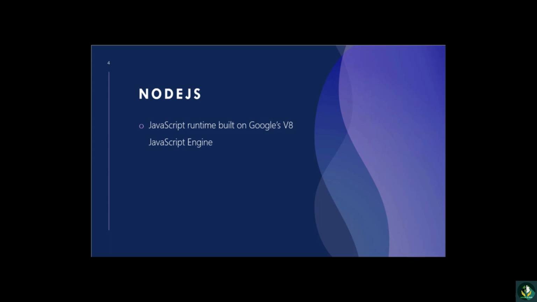What enables Node.js to do so? How does it create the environment? Node.js is a JavaScript runtime built on the Google V8 JavaScript engine, which creates an environment for JavaScript to be executed on the server side. But in simple terms, we can say that Node.js is the backend that is built on JavaScript.